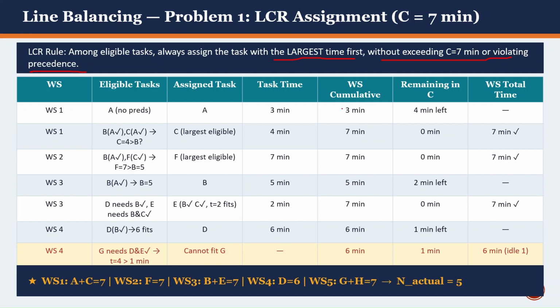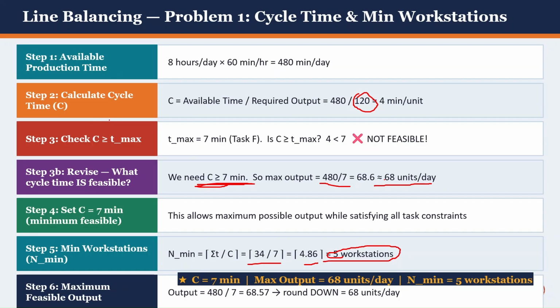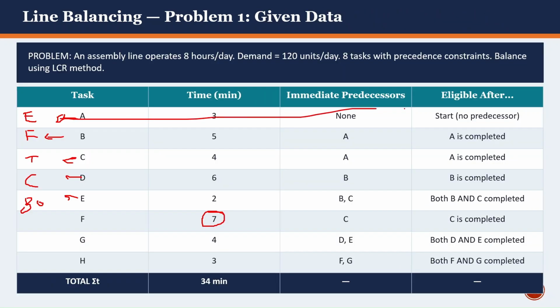So the cumulative time that we have used in the workstation is 3 minutes, and we have around 4 minutes left. Now once we assign A, we are remaining with the other activities. So we have assigned activity A on WS1, on the first one. Now the time remaining is what? The maximum cycle time for the workstation is 7 minutes, so we cannot go ahead beyond 7 minutes.